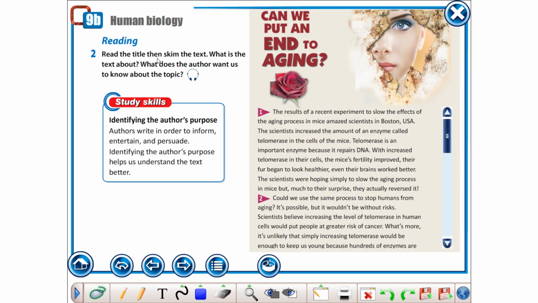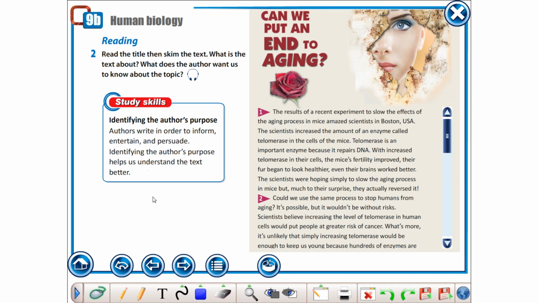Read the title, then skim the text. What is the text about? What does the author want us to know about the topic? And study skills. Identify the author's purpose. Authors write in order to inform, entertain, and persuade. Identifying the author's purpose helps us understand the text better.